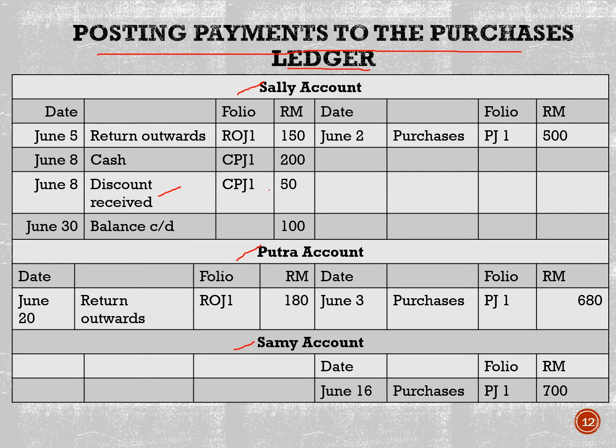So, you have to put 550 and cash 200. So, bila kita tutup account kita, kita akan dapat the balance of CD 100. Okay, this is how you post the payment yang ada cash payment yang kita buat payment tadi dekat dalam account Sally.